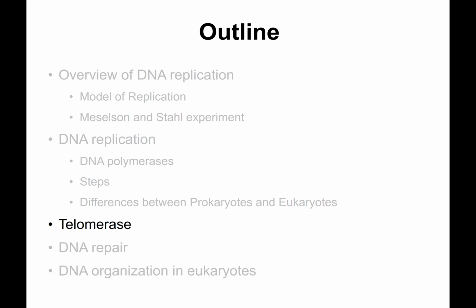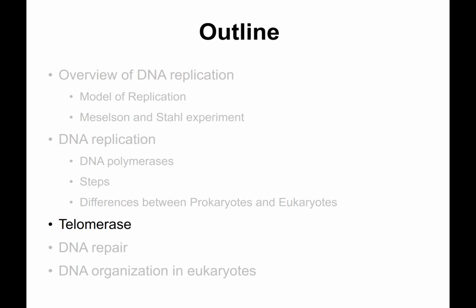All right, let's resume from where we left off in the first part of this lecture. We talked about the different models of replication and the different steps in DNA replication. Now we're going to conclude this lecture by talking about how eukaryotic cells deal with the progressive shortening of chromosomes in some specific cells through the use of an enzyme called telomerase. Then we'll talk about the different DNA repair mechanisms, and finally, the organization of the DNA in eukaryotes.